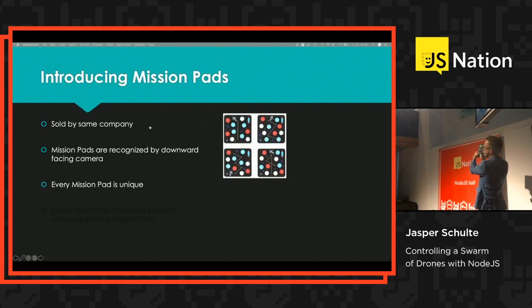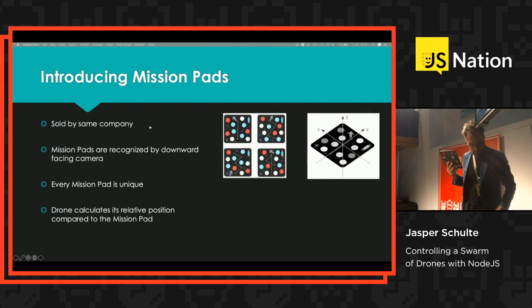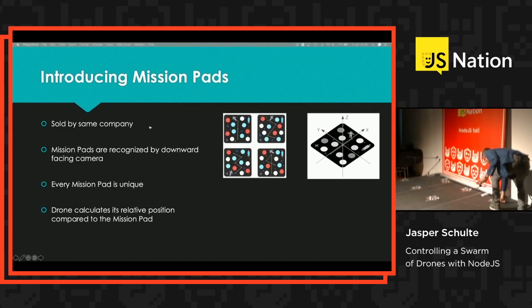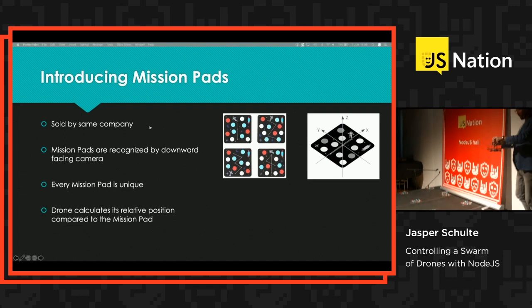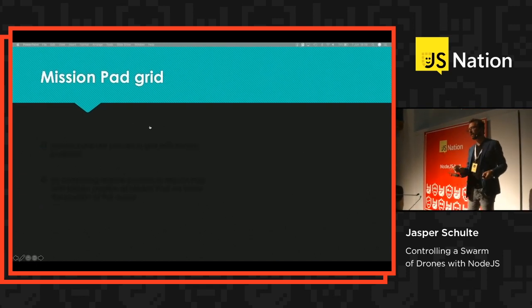And you see that there's an 8 here. It's not actually recognizing the 8. It's recognizing these pictures. But that's for us humans to know which pad we're talking about. And the most important thing is that a drone actually calculates its own relative position compared to this pad. So I'm going to put it back down and hope that I put it in the right place again. So this drone is actually going to know when it's flying here where it is relative to this pad.